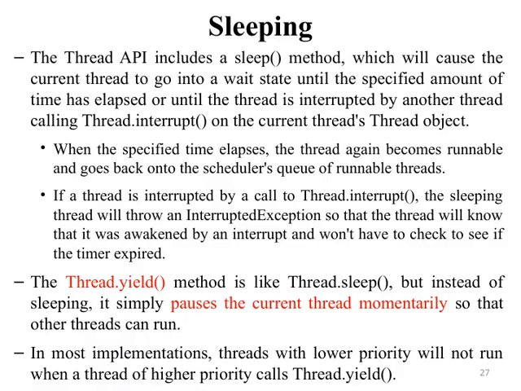Let's talk about sleeping in threads. The thread API gives us a sleep method, which is really useful for pausing a thread's execution. When you call sleep, the current thread enters a wait state until either the specified amount of time has passed or the thread is interrupted by another thread. Now, if the time elapses without interruption, the thread becomes runnable again and goes back onto the scheduler's queue, ready to continue execution.